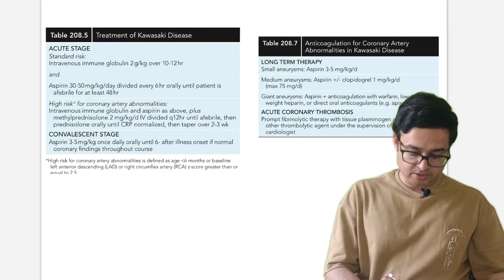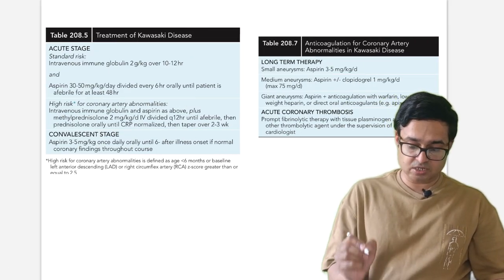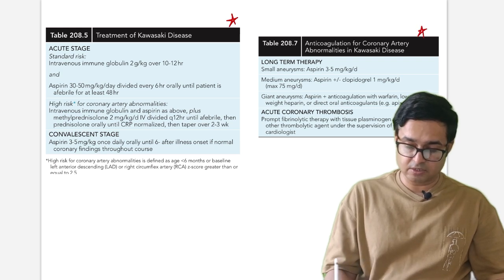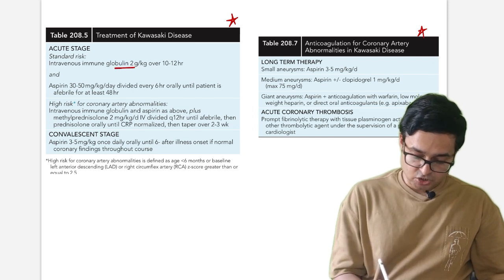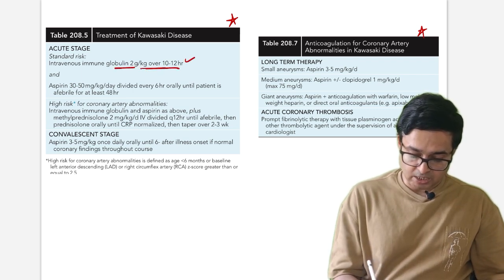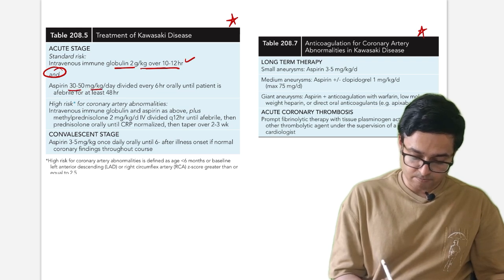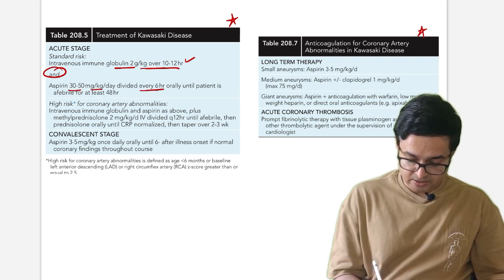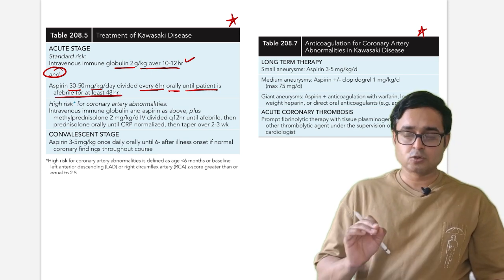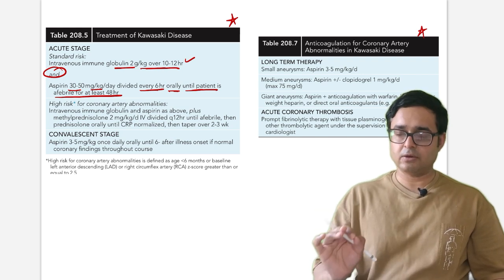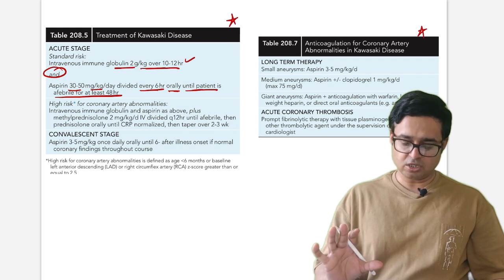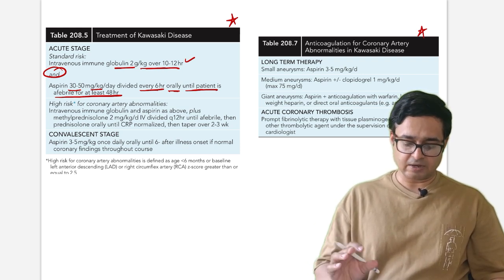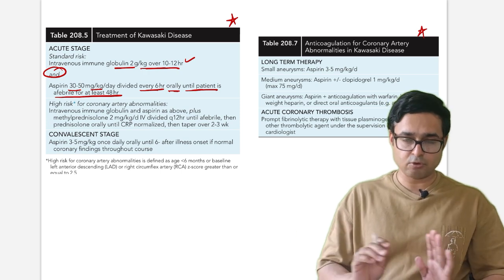Okay, so how will you treat the Kawasaki acute stage? Just remember this important table of this discussion. In the acute stage, you have to give IVIG 2 gram per kg over 10 to 12 hours plus aspirin 30 to 50 milligram per kg per day divided every 6 hourly orally until the patient is afebrile for at least 48 hours. So first give a single dose of IVIG plus high-dose aspirin, 30 to 50 milligram per kg per day, until the patient is afebrile for at least 48 hours. This is the standard treatment followed everywhere.